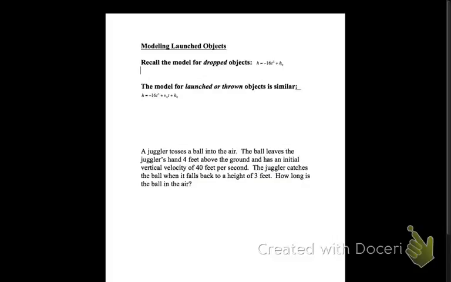Lesson 4.8, Modeling Launched Objects. If you recall from Lesson 4.5, we had a formula or a model for dropped objects on Earth. The model for launched or thrown objects is similar, and it's listed here.